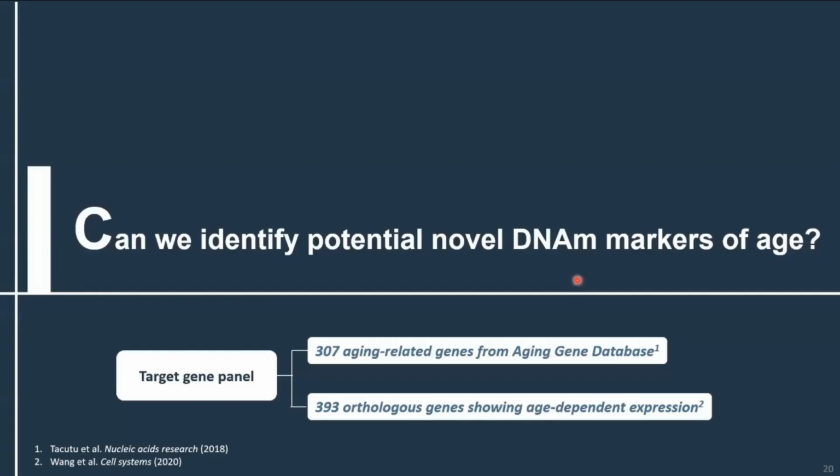With nanopore adaptive sampling, we streamlined the process of adding new target regions to our panel, eliminating the need for the extra multiplexes typically needed with traditional methods. Here, we also include about 300 aging-related human genes from the aging gene database, as well as about 400 orthologous genes known for their age-dependent expression in mammals. Our next goal is to investigate whether this can lead us to discover potential new DNA methylation markers of age.